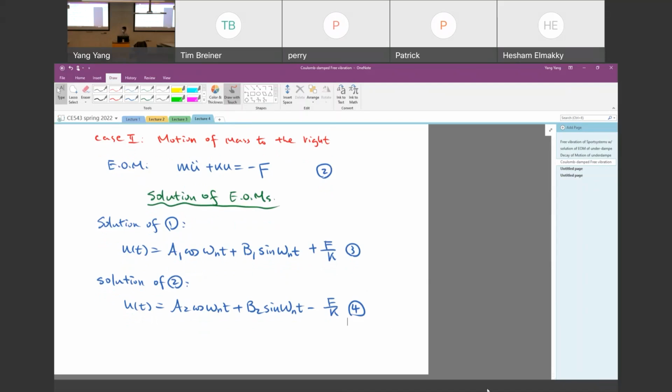A and B are constant numbers related to the initial condition. What is the initial condition? It is such as the initial displacement or the initial velocity here. So we need to figure out the values for the constant numbers A1, B1, and A2, B2 based on the initial condition. So that's the solutions.